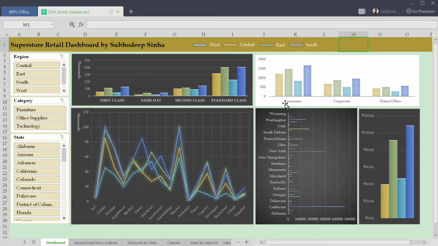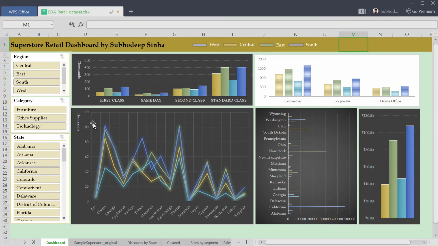Now we have the consumer, corporate, and home office on my right side. So these are the customer segments. Half of them are consumers and the rest are corporate and home office. Most of them are from the western region in all three segments.